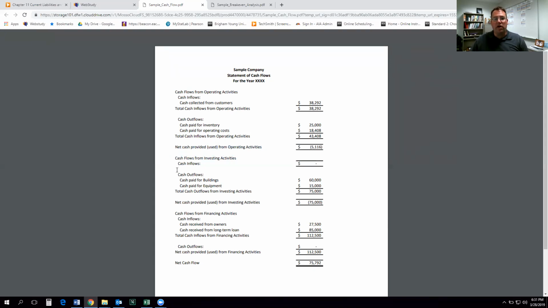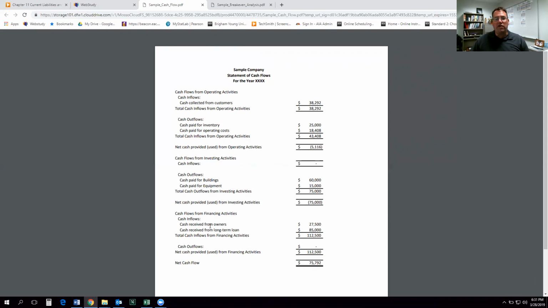Then for our investing activities, the same thing. It's not normal in the beginning to have inflows from investing activities. Investing means buying large assets like buildings and land, and you only make an inflow if you sell one of those. So most businesses are just buying those things up front. So you can see they paid out cash for buildings and paid out cash for equipment. So their net cash flow from investing is negative $75,000.